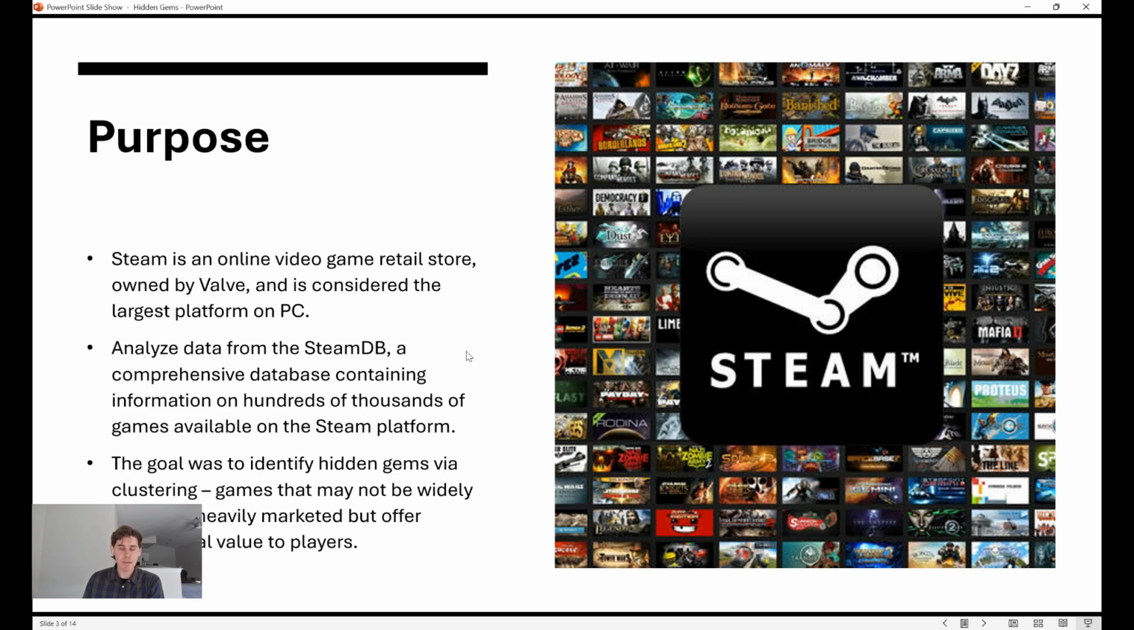So the purpose of our project was to analyze game data from Steam. Specifically, we wanted to know if there were games on Steam that had a high user rating, but also had a low cost. And we refer to these games as hidden gems. And we wanted to go about finding this out through clustering analysis.